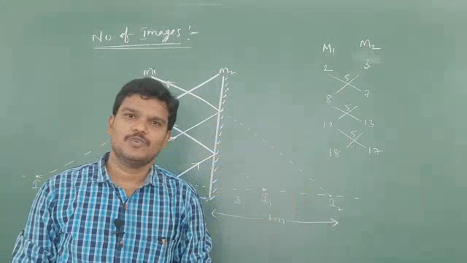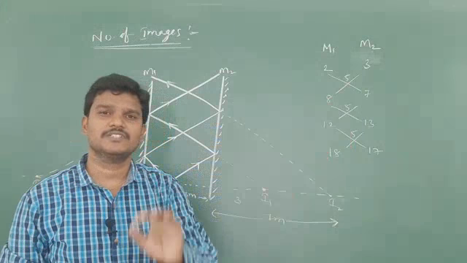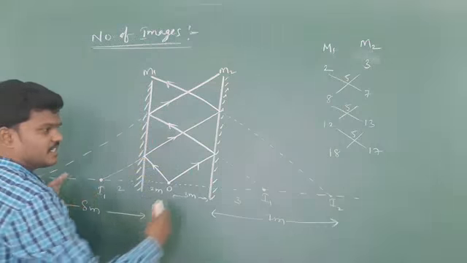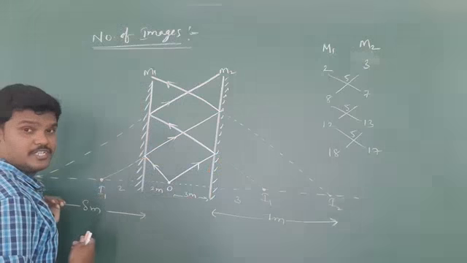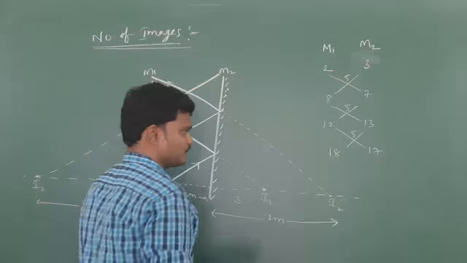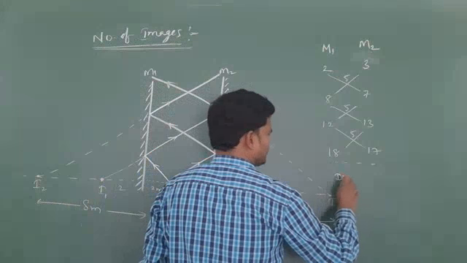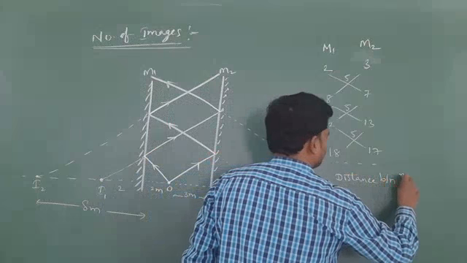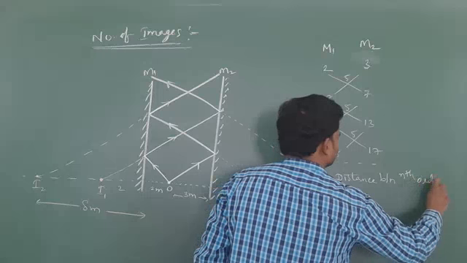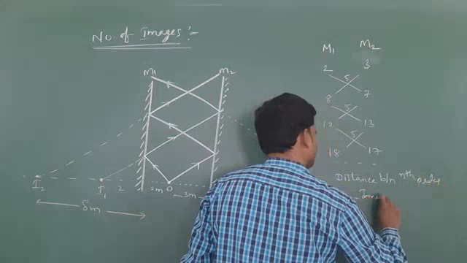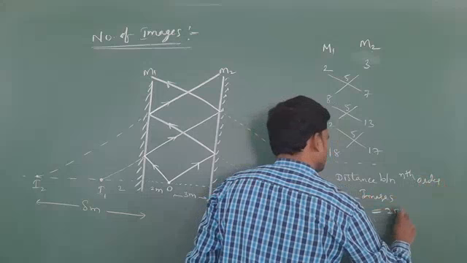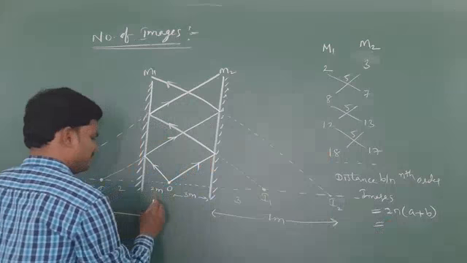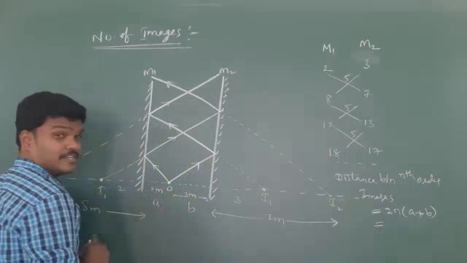If they ask to find the distance between first order images, 10, second order images, right now I got 20. So for this, use one more shortcut formula: the distance between nth order images is 2n into something, a plus b. This you can take as a, this you take as b.